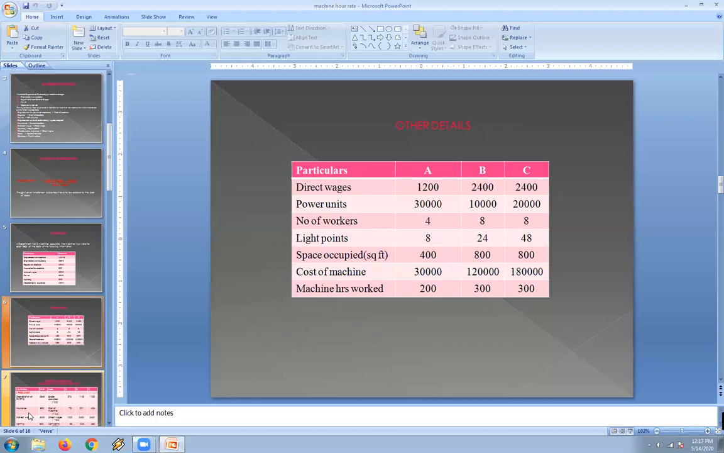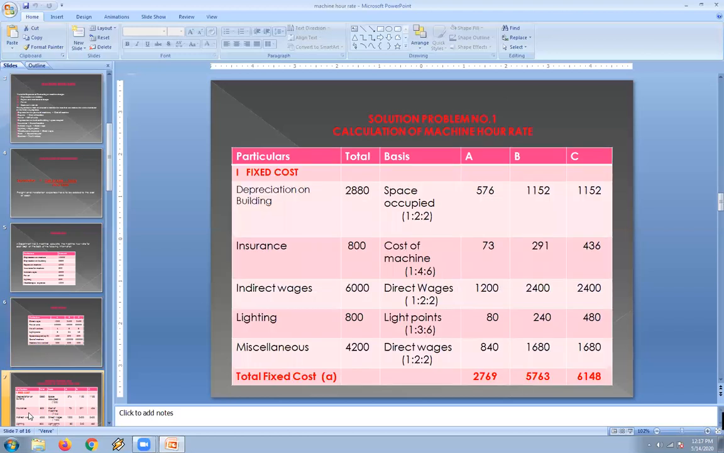When we calculate the machine hour rate, we know what the fixed expenses and the variable expenses are. So this table shows the calculation of machine hour rate. First we have to see how many columns have to be drawn. One will be the particulars, the second the total expenses, and the third the basis of allocation, and then the 3 machines, that is A, B and C.